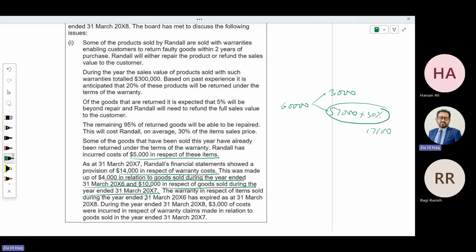The warranty in respect of items sold during the year ended 31st March 20x6 has expired as at 31st March 20x8. Obviously, you are providing warranty for 2 years. So in the 20x8 financial statements, that 4,000 provision should be eliminated, because the warranty expires. So there will be no claim against that 4,000. During the year ended 31st March 20x8, 3,000 of cost was incurred in respect of warranty claims made in relation to goods sold in the year ended 31st March 20x7.